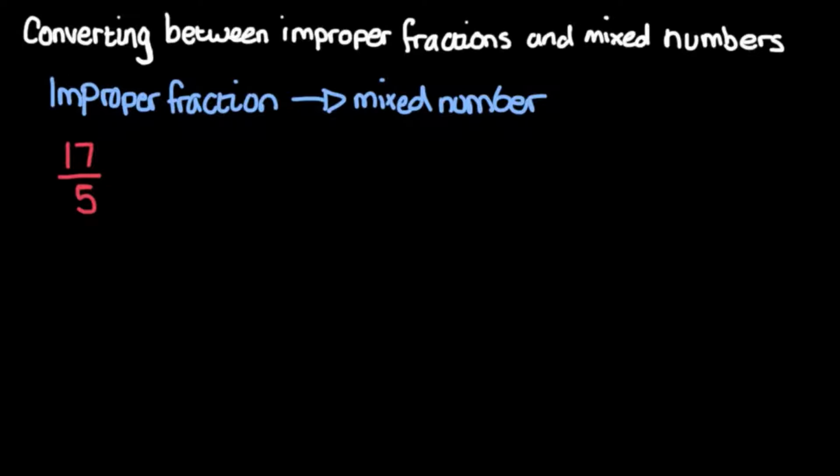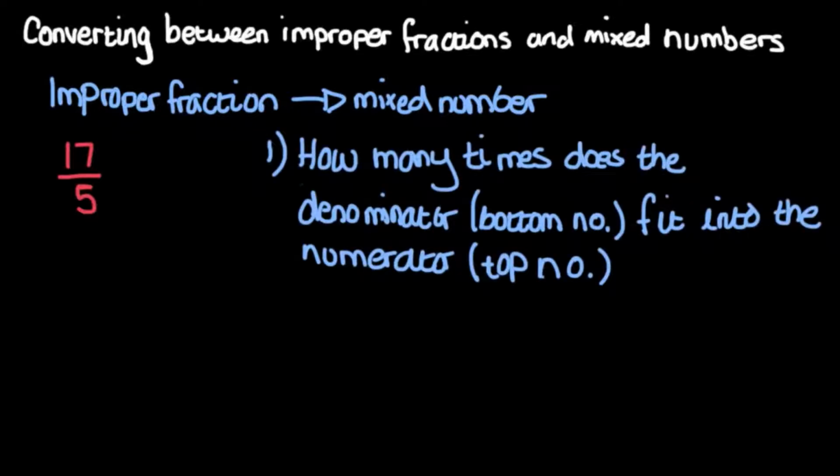Okay, now to convert between improper fractions and mixed numbers, there are just a few simple steps we have to follow. The first thing we have to do is see how many times the denominator fits into the numerator. So in this case, our denominator is 5 and our numerator is 17. So how many times does 5 fit into 17? It fits in 3 times.